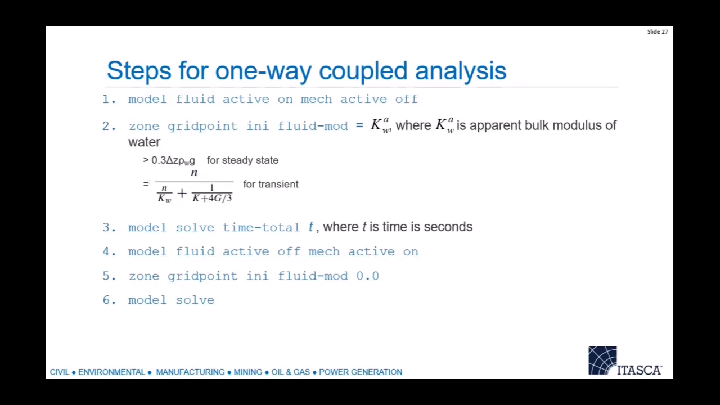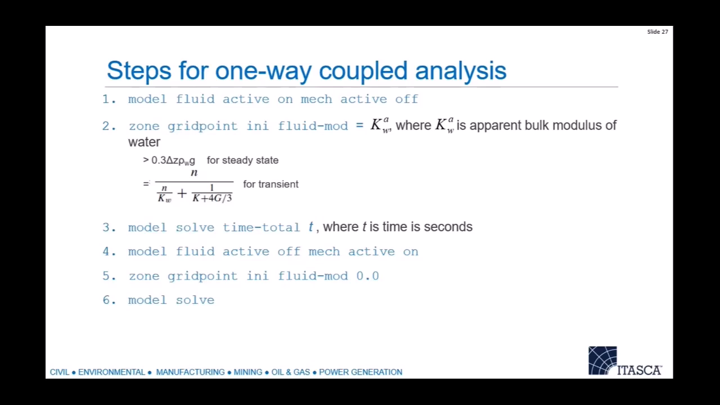So here, we're just going to do a one-way analysis. We're going to solve the fluid field by itself. So we're going to say model fluid active on, model mechanical active off. We could just say model mechanical active off, but we're being clear. We're initializing the fluid modulus for steady state calculations. And then we solve to a fluid time of t, where t is in seconds based on the system of units we're using right now, and t is big enough to say we're going to be at fluid equilibrium, at steady state flow. And then we turn fluid active off and mechanical active on again.